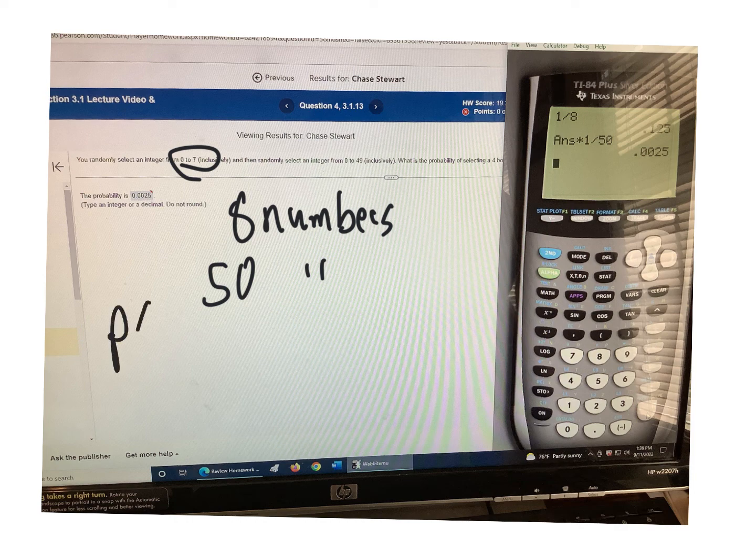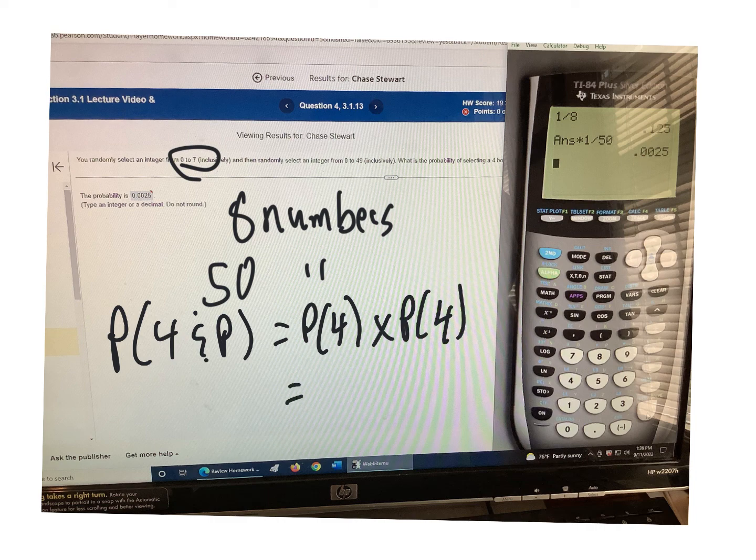What's the probability of getting a 4 and a 4? Well, that'll be the probability of getting 4 times the probability of getting 4. That's just 1 out of 8, and then 1 out of 50. There's 8 choices here, and only one of them is a 4, and then there's 50 choices here, and one of them is a 4. So you take 1/8, change that to decimals, 0.125, and if you multiply that by 1 over 50, you get 0.0025, exactly.